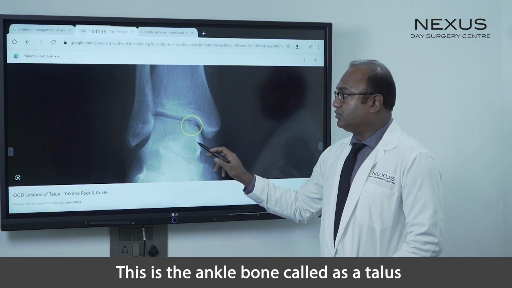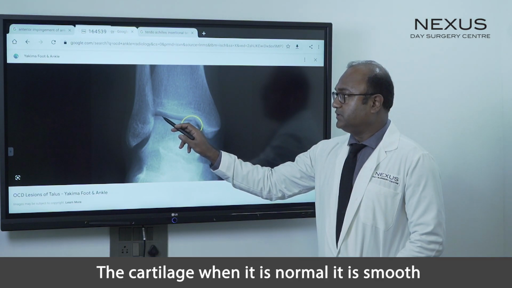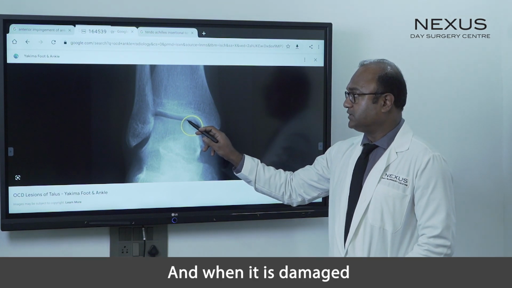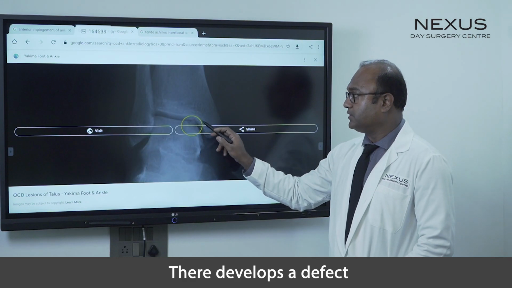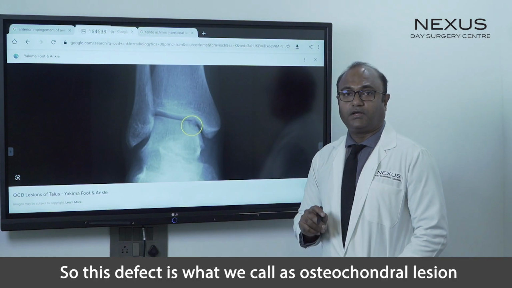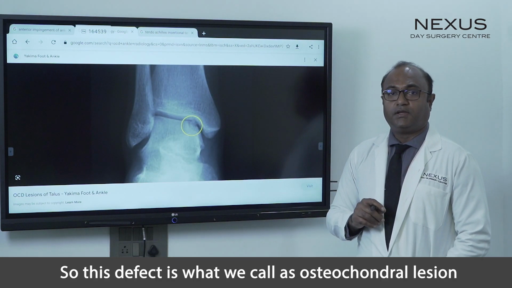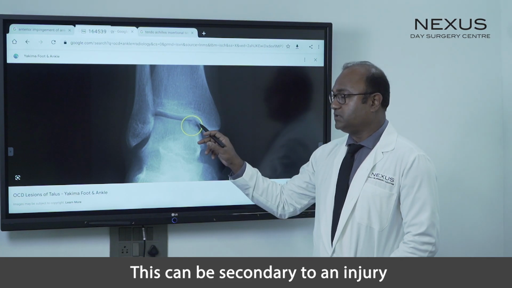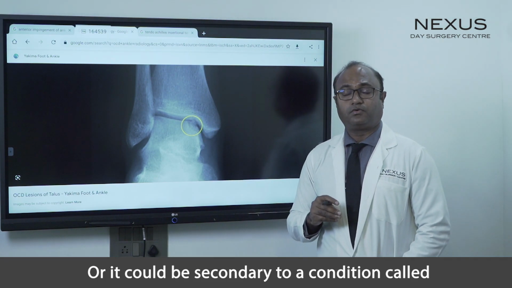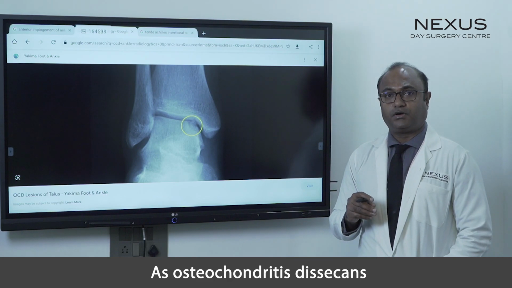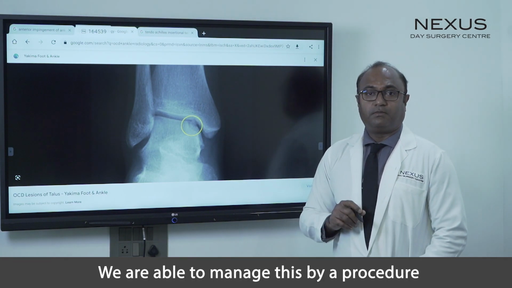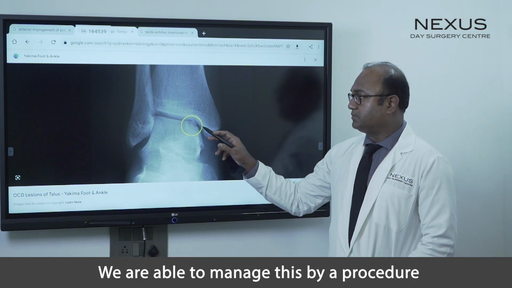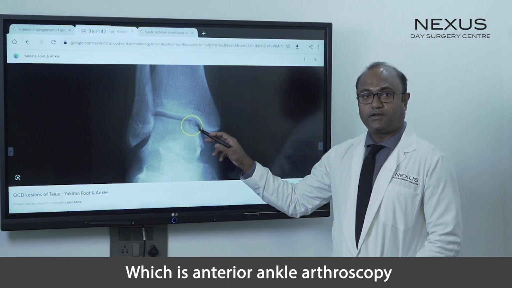this is the ankle bone called the talus. The cartilage, when it is normal, is smooth, and when it is damaged, it becomes irregular and sometimes a defect develops. This defect is what we call an osteochondral lesion. Like I mentioned, this can be secondary to an injury or it could be secondary to a condition called osteochondritis dissecans.